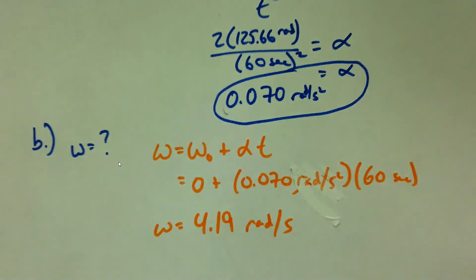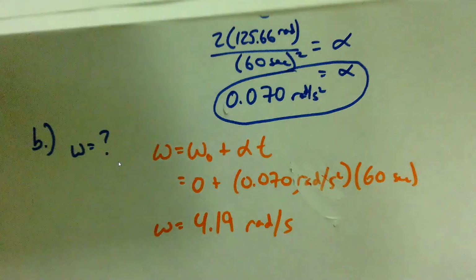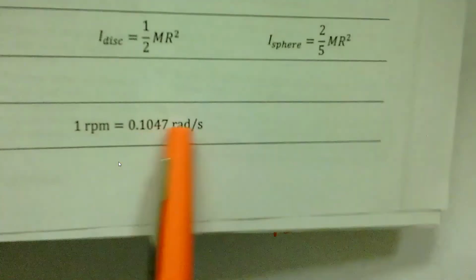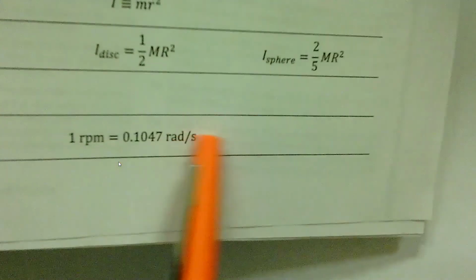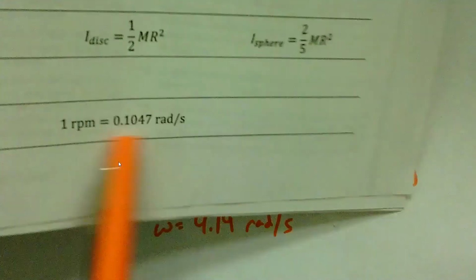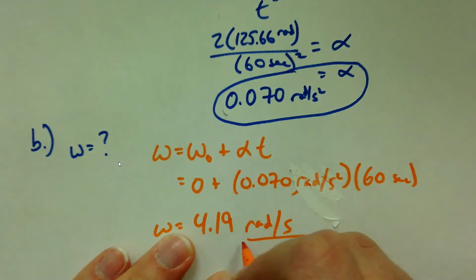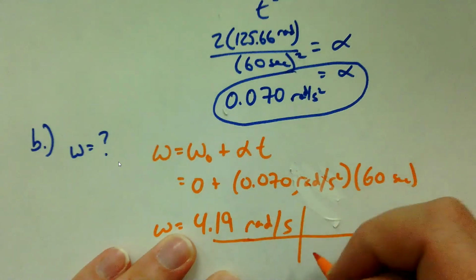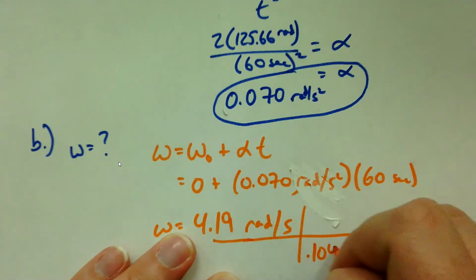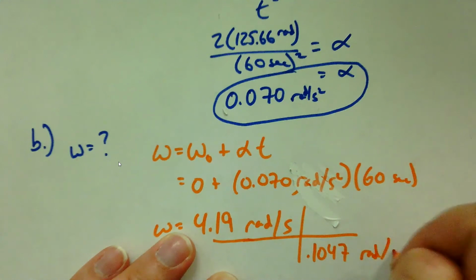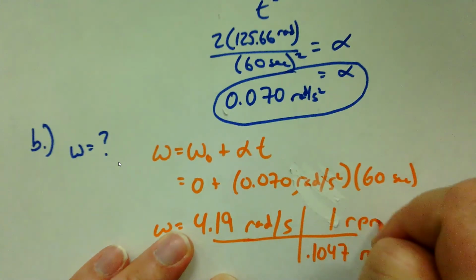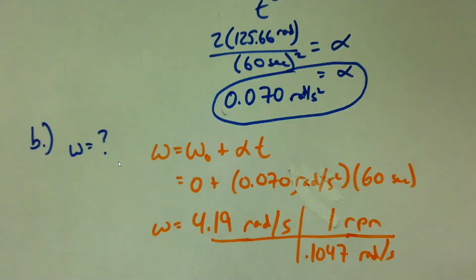But you'll notice I also gave you, and I'm not even going to ask you to memorize this, the conversion from RPM to radians per second. So all I can do is say there's 0.1047 radians per second in one RPM. RPM, again, means just revolutions per minute.